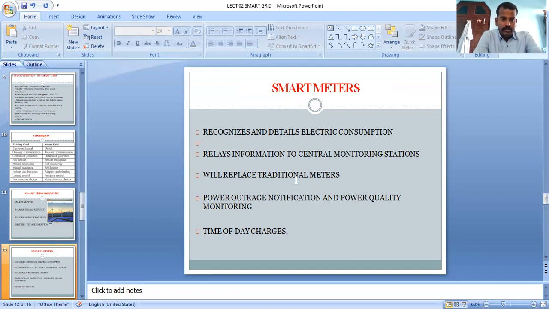Smart meters also notify of the power outage, the time of the discharges, and the utility cost of the electricity charges by the utility. This is only possible through the smart meter.